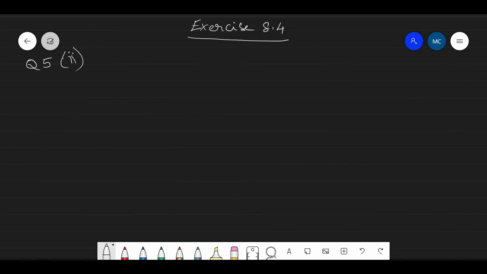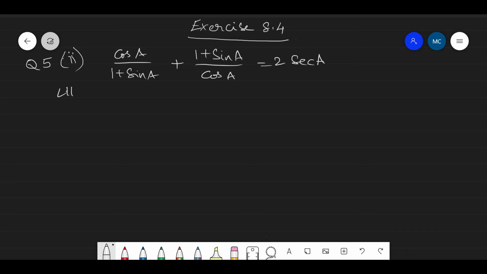Okay, now we look at the next bit, that is cos A by 1 plus sin A plus 1 plus sin A by cos A is equal to 2 secant A. Now we'll start with the LHS. What is given as LHS? Cos A by 1 plus sin A plus 1 plus sin A by cos A.